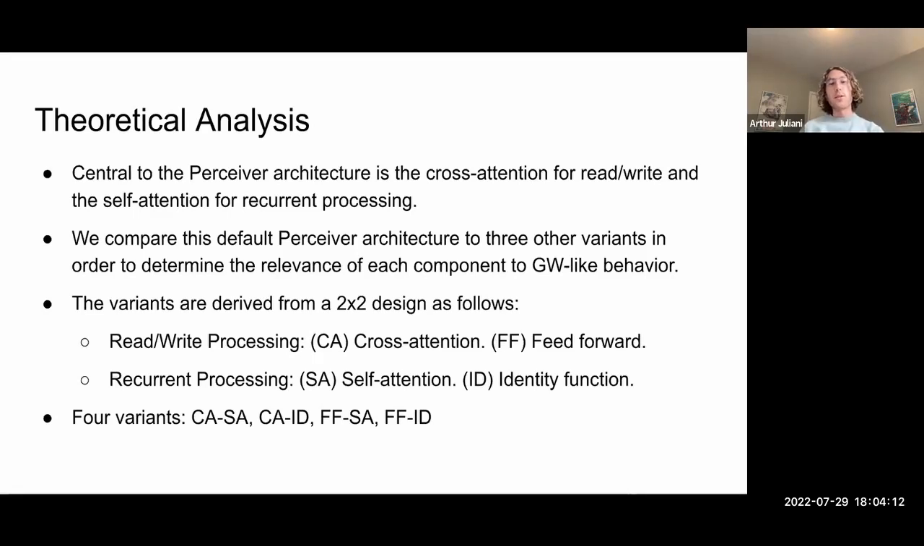And then we also have a variant where we replace the self-attention mechanism with a simple identity function, which simply copies over the content of the latent state between time steps. So this gives us 4 variants of the Perceiver architecture, with the CASA variant corresponding to the original full Perceiver architecture.